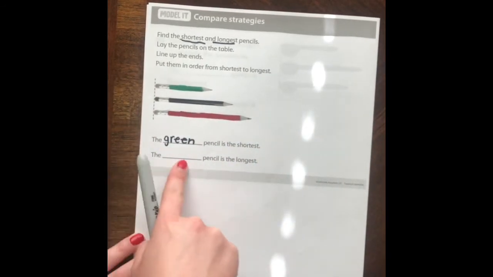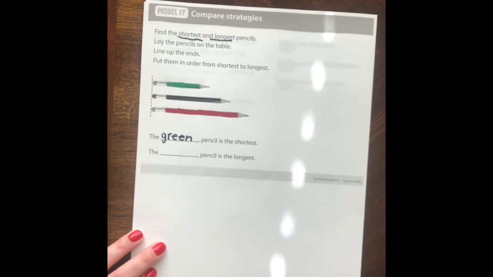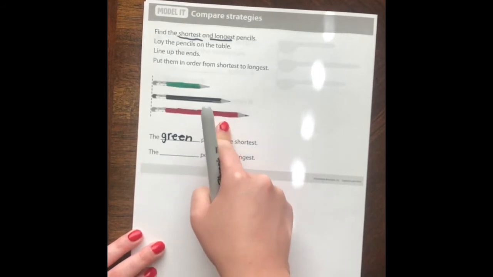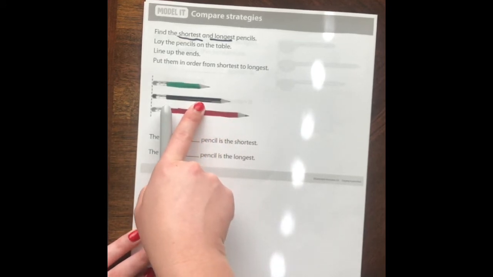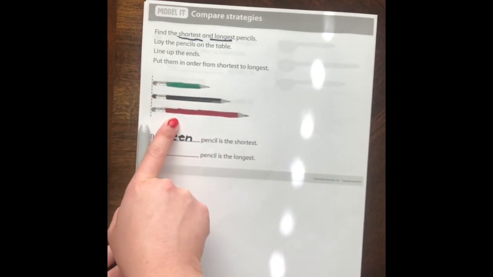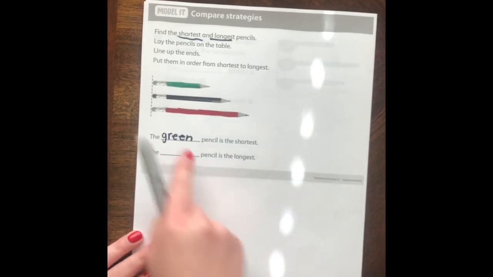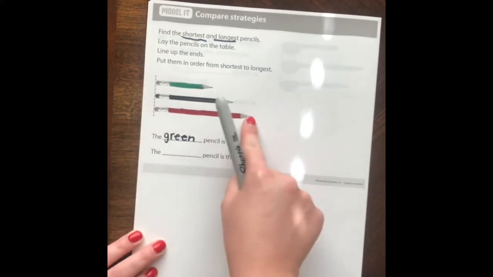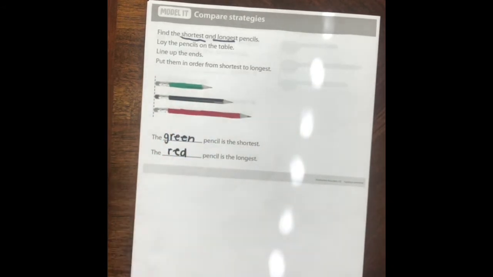Next, the blank pencil is the longest. Well, we know the top pencil sticks out the least. It looks like our bottom pencil sticks out the most, or the greatest. This other pencil is in between, so I know the pencils are in order from shortest to longest. The longest pencil is the biggest because it has the greatest length, and it looks like the biggest pencil is our red pencil. So I wrote the word red.